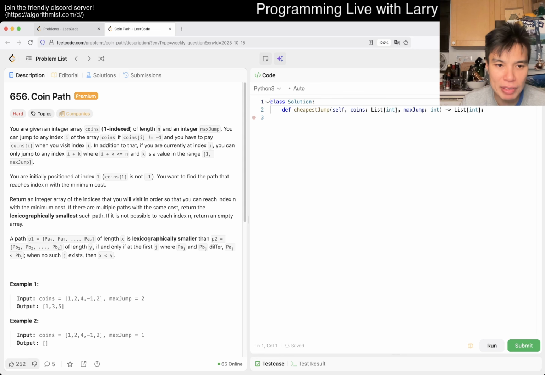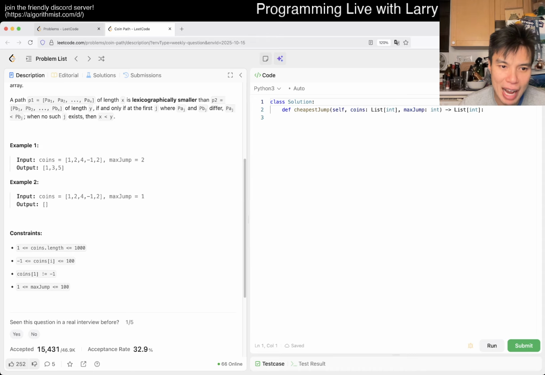Return an integer array of the indices that you will visit in order so that you can reach index n with the minimum cost. If there are multiple paths with the same cost, return the lexicographically smallest such path. If it's not possible to reach index n, return an empty array. Okay, yeah, lexicographic.